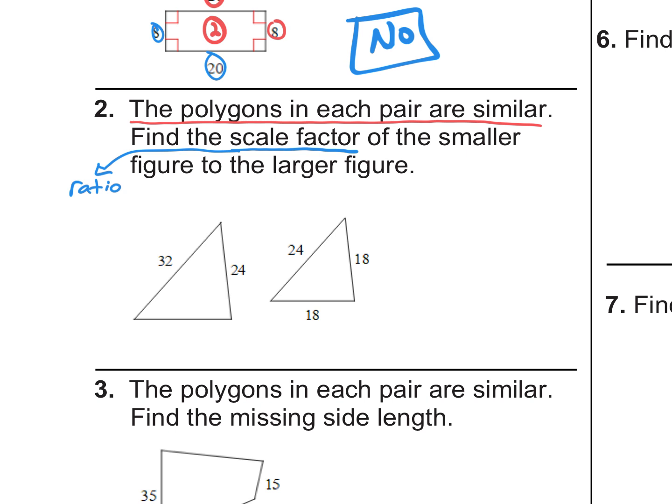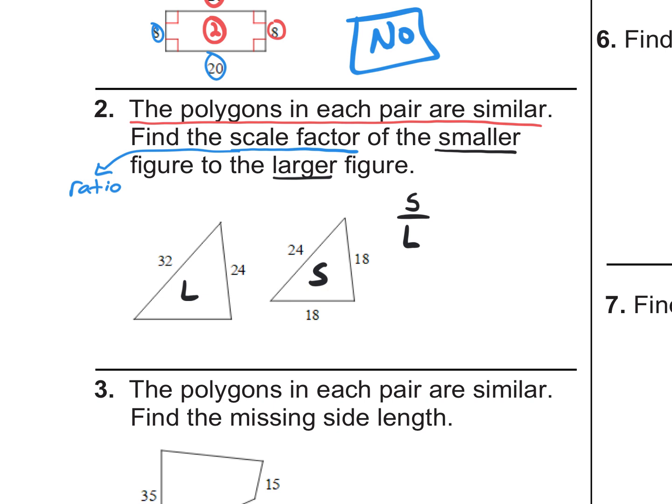Another big thing is to make sure you do it in the right order. It wants smaller to larger. So which one's the smaller one, right or left? Right. Right's smallest. This is larger. So the ratio or the scale factor that it wants is smallest to largest. So make sure you're writing it in that order.